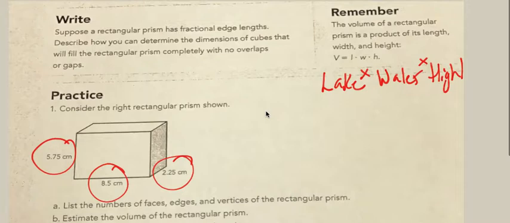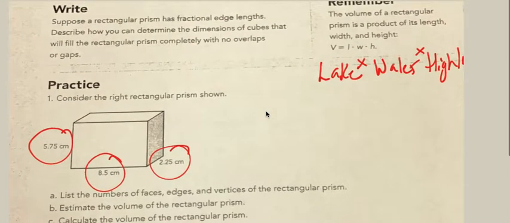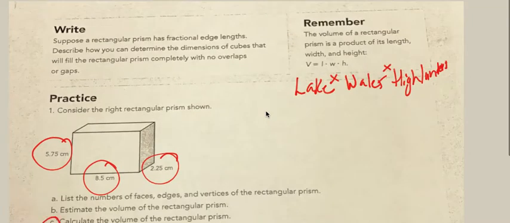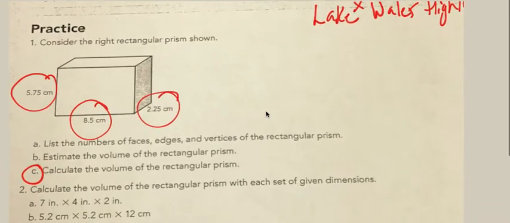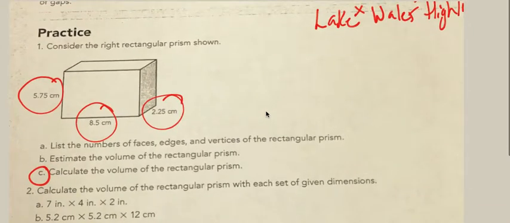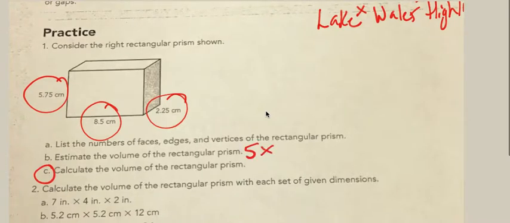I'm not going to use the numbers from the practice because I think you should do it. Actually, I will use it, because that way the people that are watching this video get this answer. So I'm doing part C of number 1. Part B is where you just estimate, so let's estimate. We're going to estimate 5.75 as 5, 8.5 as 8, and 2.25 as 2. I'm just doing front end estimation. So 5 times 8 is 40, and then 40 times 2 is 80. So our answer should be somewhat close to 80.